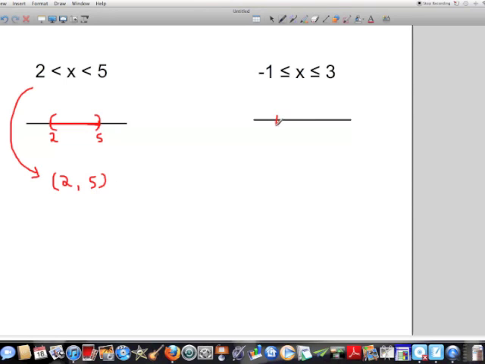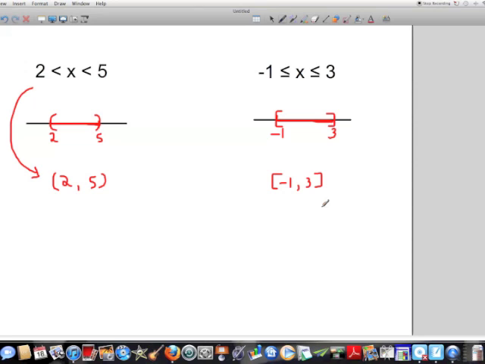A minor difference over here is the fact that this is less than or equal to. So when we graph this, we'll use a square bracket. We will still shade between those two numbers. And now to do the interval notation, because on my number line I have square brackets, my interval notation will have square brackets. The first number, which is the leftmost number, is negative 1, and it goes out to 3. That indicates that your solution set is any number between negative 1, inclusive, all the way up to 3, inclusive.